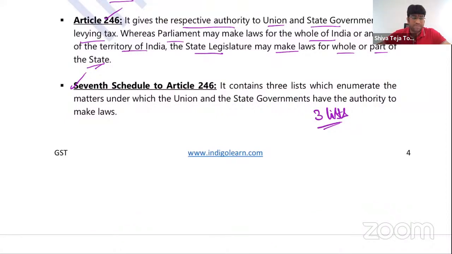So what are the 3 lists? The 3 lists are union list, state list, concurrent list. Union list deals with those matters on which power is with the central government. State list deals with those matters on which power is with the state government. Concurrent list deals with those matters where power is with the central and state together. That's an interesting point. Please do remember these 3 lists. Extremely important.